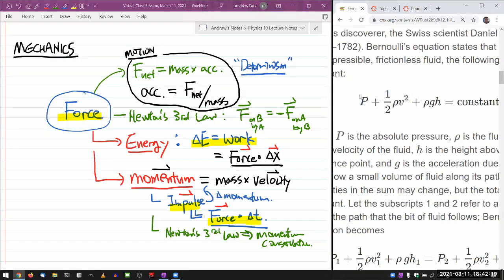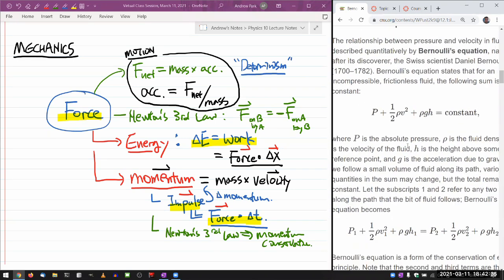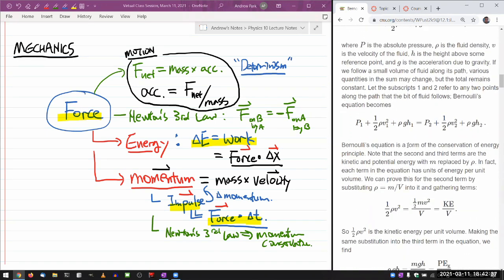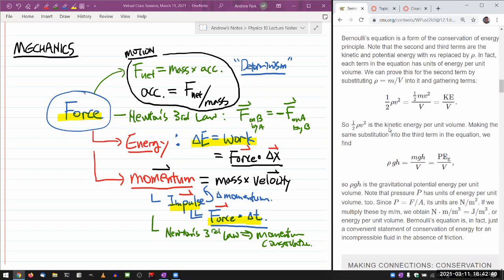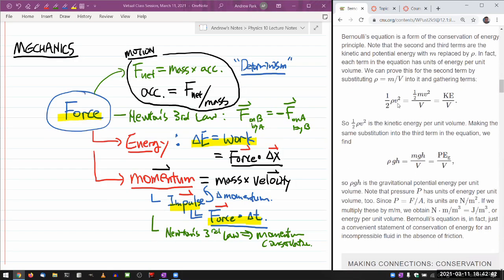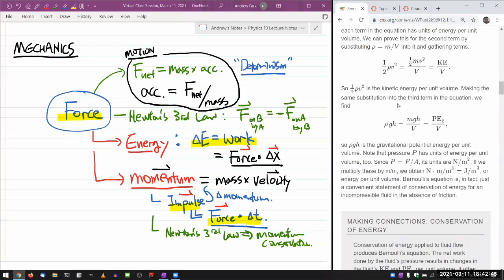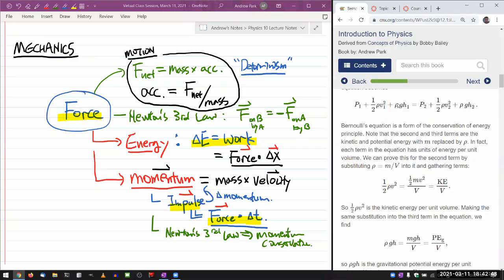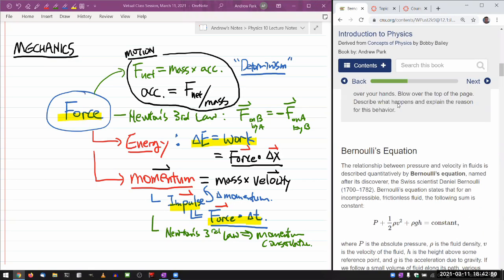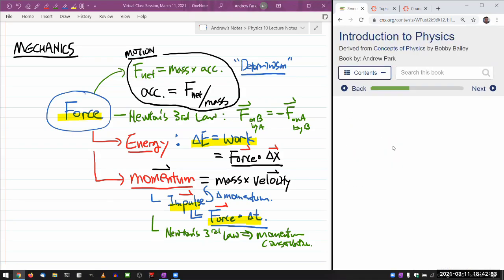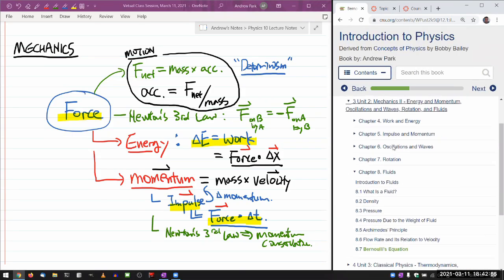Each of these terms stands for something: this term stands for kinetic energy, this term stands for gravitational potential energy, and the pressure is in a little bit more disconnected way connected to the amount of work that is done on the fluid. So I explicitly say here that all these are connected to the idea of conservation of energy. So fluids are another way we can apply mechanics, but the mathematics of it gets more complicated. That's why I would just cover it briefly and then move on.